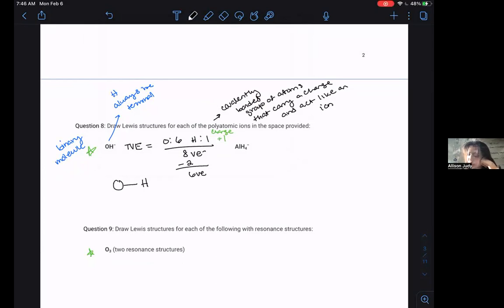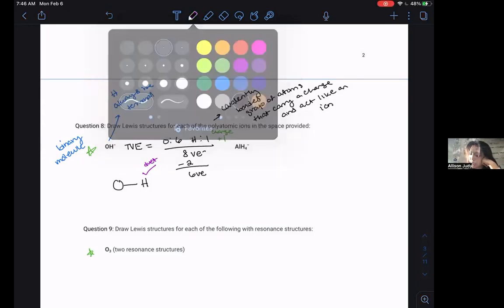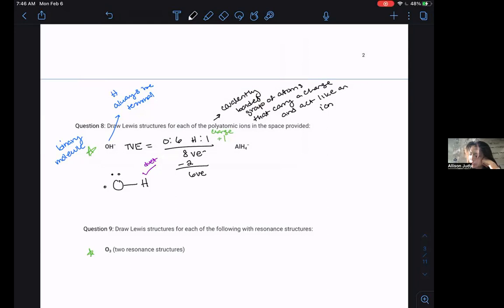I look at hydrogen and I can already tell it is unique because it already has its duet. It doesn't want any more. It wants the duet rule. We're not going to use the octet for hydrogen or helium. So that's satisfied, and we're going to distribute those remaining 6 electrons to oxygen, giving it its octet.